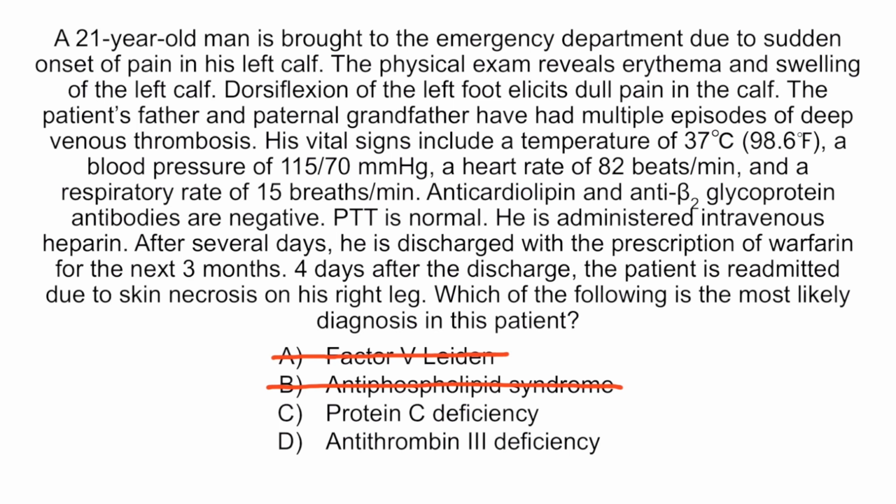Additionally, PTT is normal. PTT is often falsely prolonged in patients with antiphospholipid syndrome due to lupus anticoagulant antibody. Finally, option D, antithrombin III deficiency, is incorrect because it is not characterized by warfarin-induced skin necrosis. Instead, antithrombin III deficiency is characterized by negligible or no change in PTT after heparin administration. And that concludes our lecture on prothrombotic disorders.